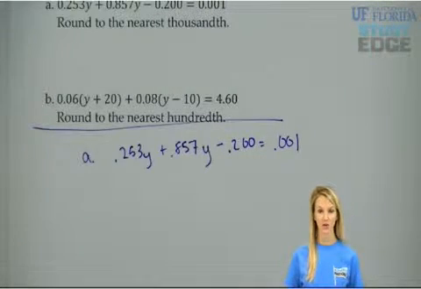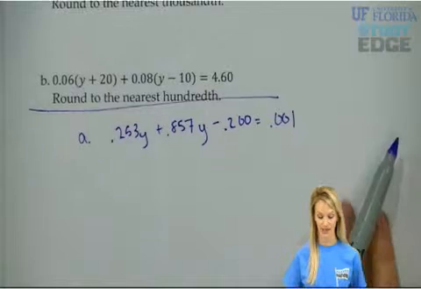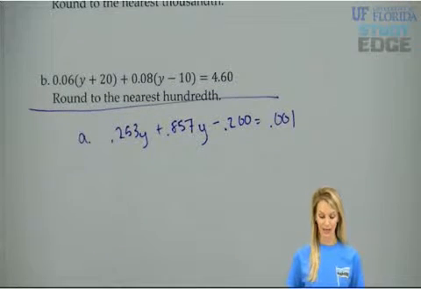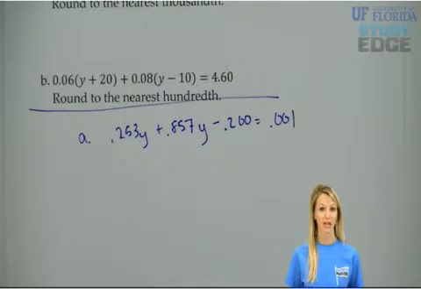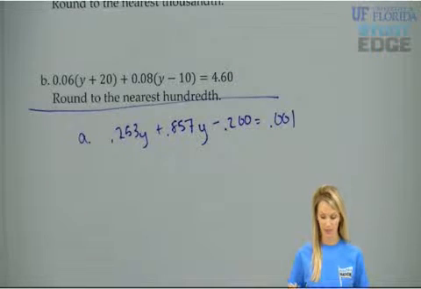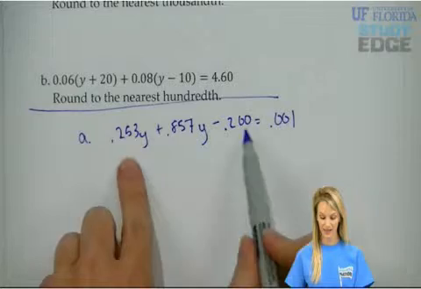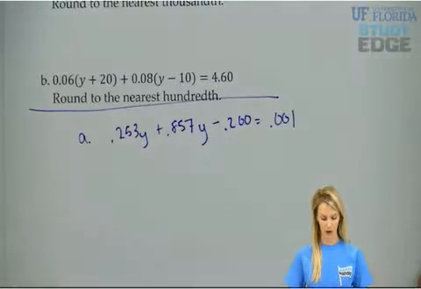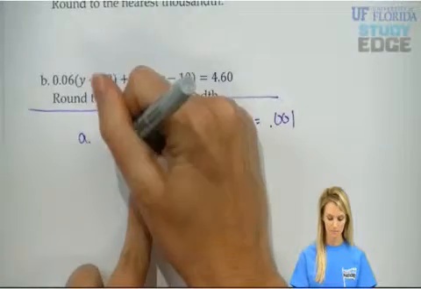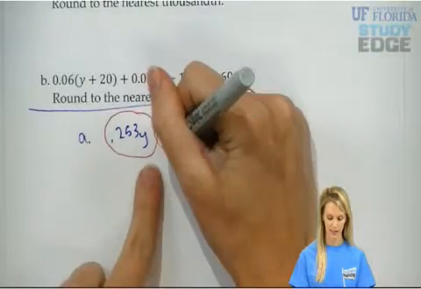Okay, what am I trying to do here? I want to get y by itself. So the first thing I do, I don't see any parentheses, so there's no need to distribute anything, right? There's no parentheses to get rid of. So my next step is to combine like terms. On my left side of the equation, I see two different terms that have a y in it. That means that I can combine these.